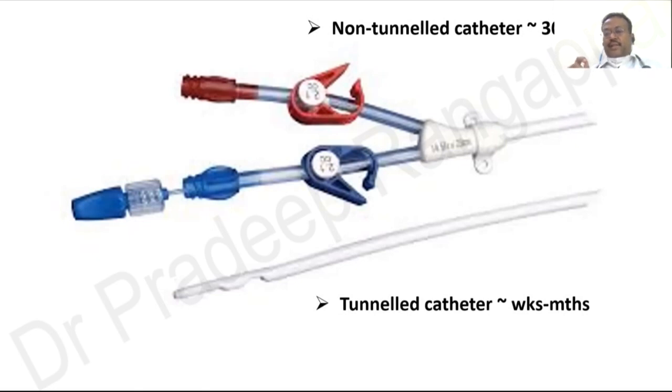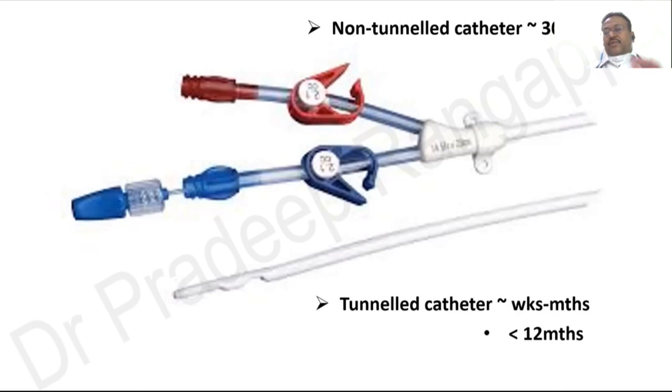But when a tunneled catheter is put in, then our understanding is it can stay within the body for weeks to months. And the general recommendation is it can last up to 1 year. But after 1 year, one should contemplate changing it, because the risk of infection may go much higher. So this is just a ballpark number of days the catheter can remain.